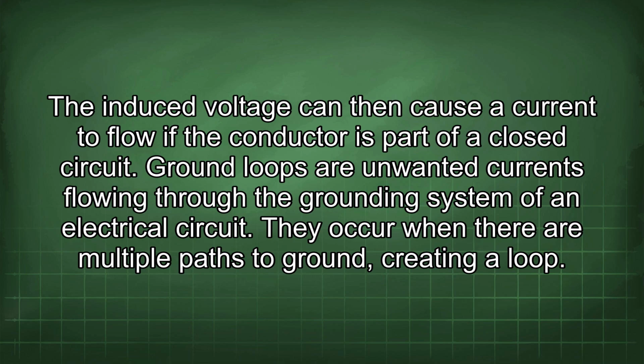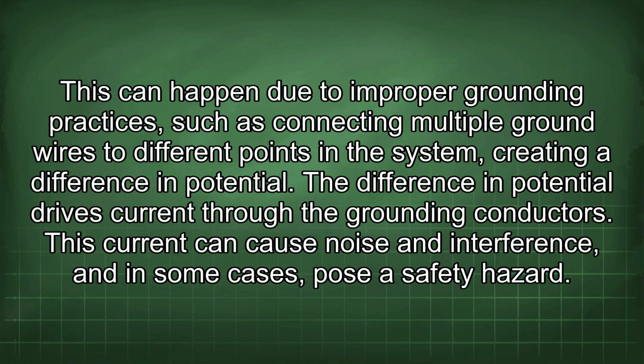Ground loops are unwanted currents flowing through the grounding system of an electrical circuit. They occur when there are multiple paths to ground, creating a loop. This can happen due to improper grounding practices, such as connecting multiple ground wires to different points in the system, creating a difference in potential. The difference in potential drives current through the grounding conductors. This current can cause noise and interference, and in some cases pose a safety hazard.